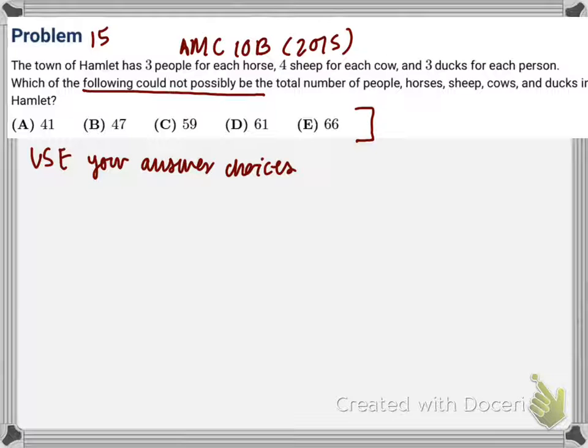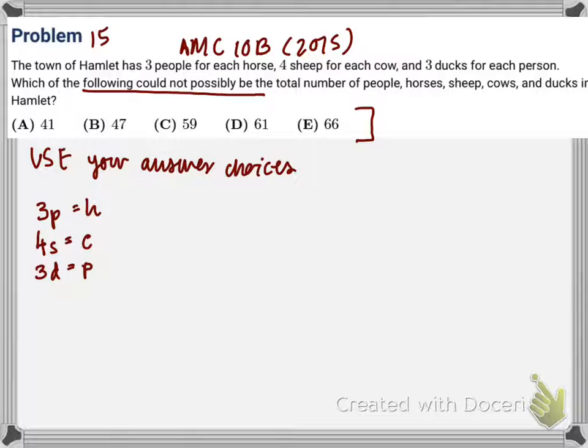So I'm going to go back and read through this problem, and I'm going to say there's 3 people for each horse. So that means there's going to be 3 people for 1 horse. And then I'm going to say 4 sheep for a cow. And 3 ducks per person. Which of the following could not be the number?